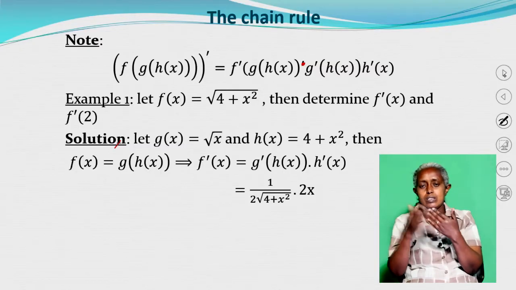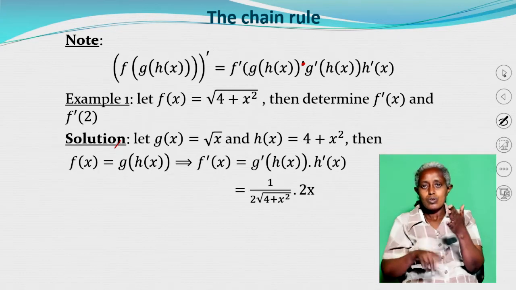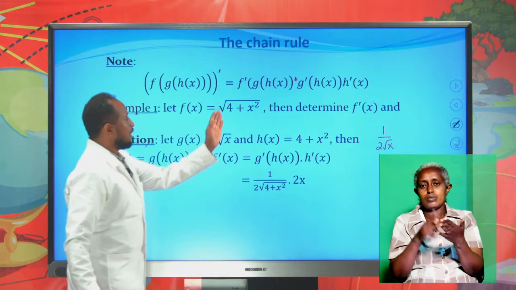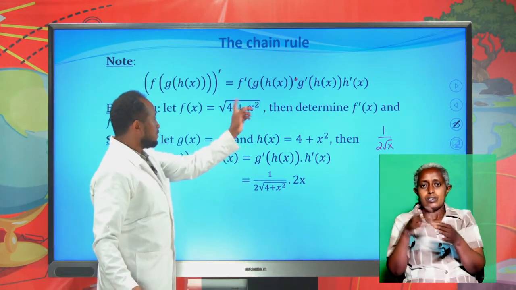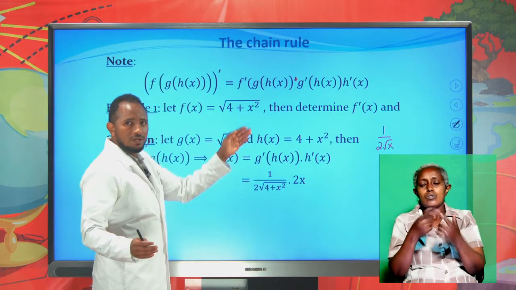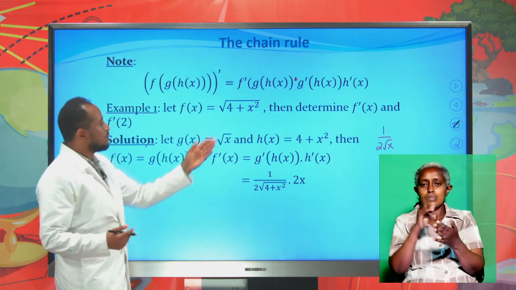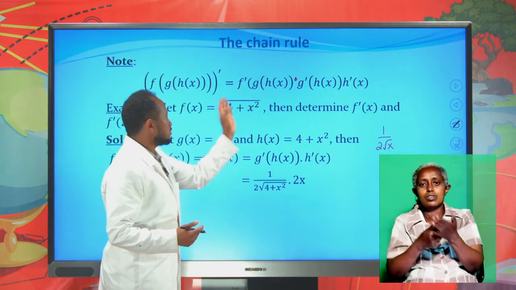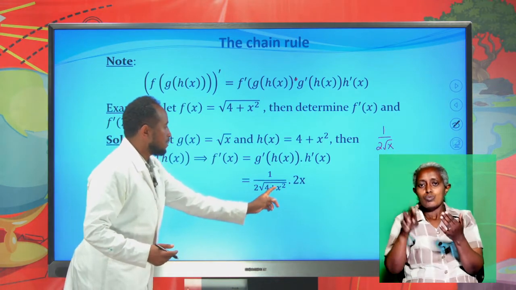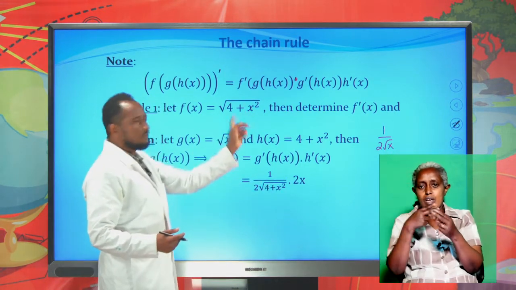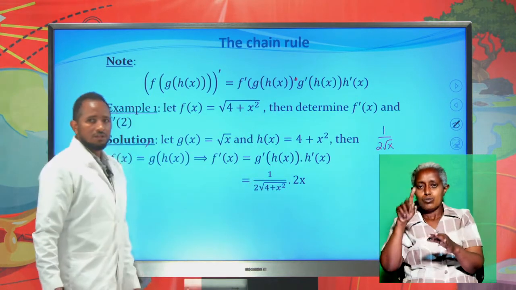So simply, if you face a composite function, look at this expression. The first is a square root and the second one is a polynomial. So take the derivative of the square root expression. The derivative of the square root of x is 1 over 2 root x. So the derivative of the square root of 4 plus x squared is first 1 over 2 root of 4 plus x squared, times the derivative of the inner function. The derivative of the inner function is 2x. So this is the answer.